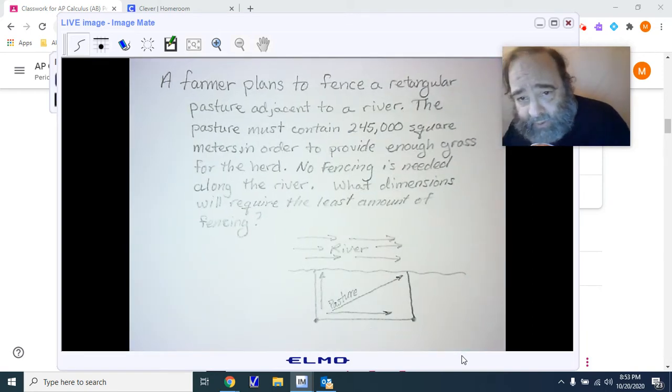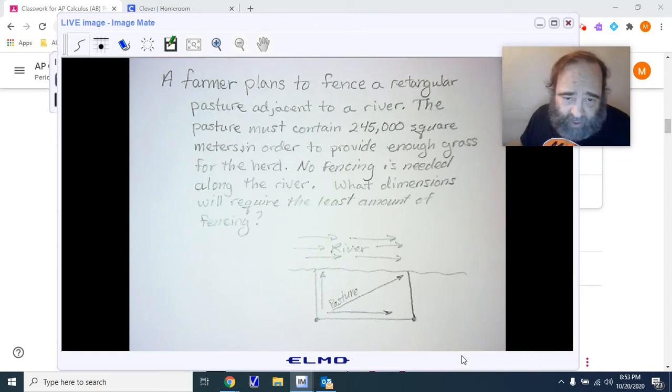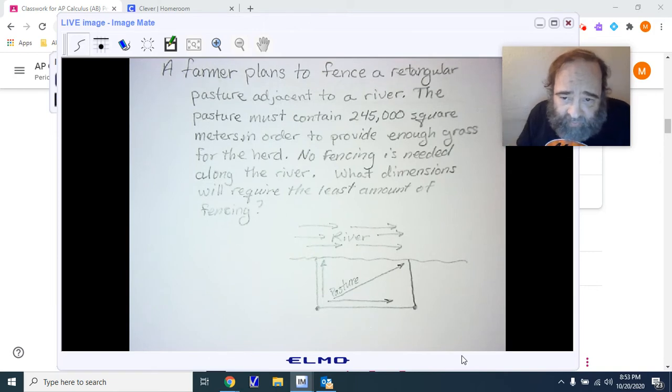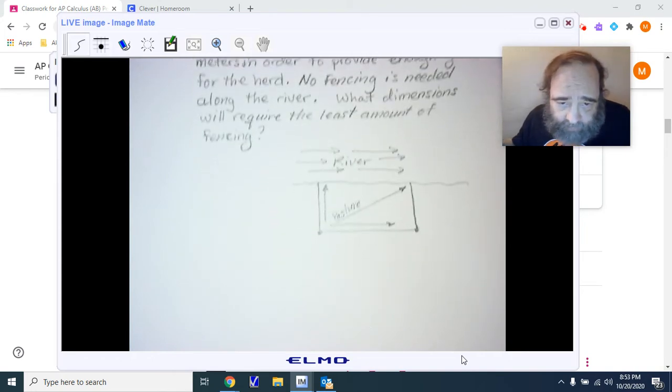A farmer plans to fence a rectangular pasture adjacent to a river. The pasture must contain 245,000 square meters in order to provide enough grass for the herd. No fencing is needed along the river. What dimensions will require the least amount of fencing? And you'll notice that I have a nice diagram here for us to work with.